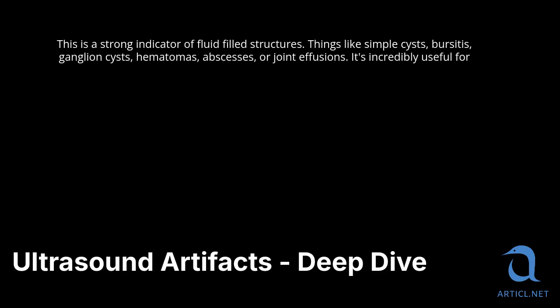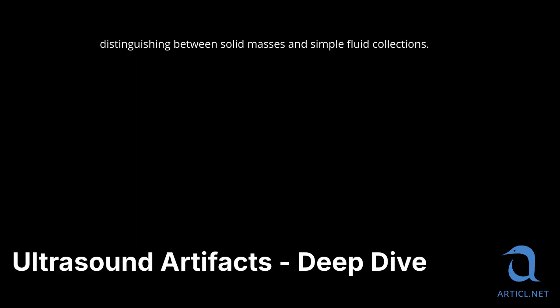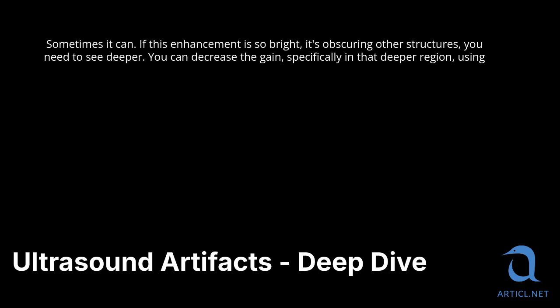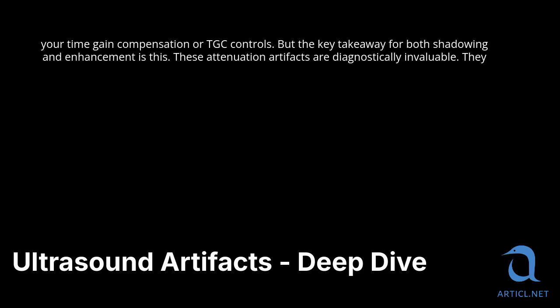What does that signal? This is a strong indicator of fluid-filled structures, things like simple cysts, bursitis, ganglion cysts, hematomas, abscesses, or joint effusions. It's incredibly useful for distinguishing between solid masses and simple fluid collections. Very useful. Can it be too bright sometimes? It can. If this enhancement is so bright it's obscuring other structures you need to see deeper, you can decrease the gain specifically in that deeper region using your time gain compensation, or TGC controls. But the key takeaway for both shadowing and enhancement is this.